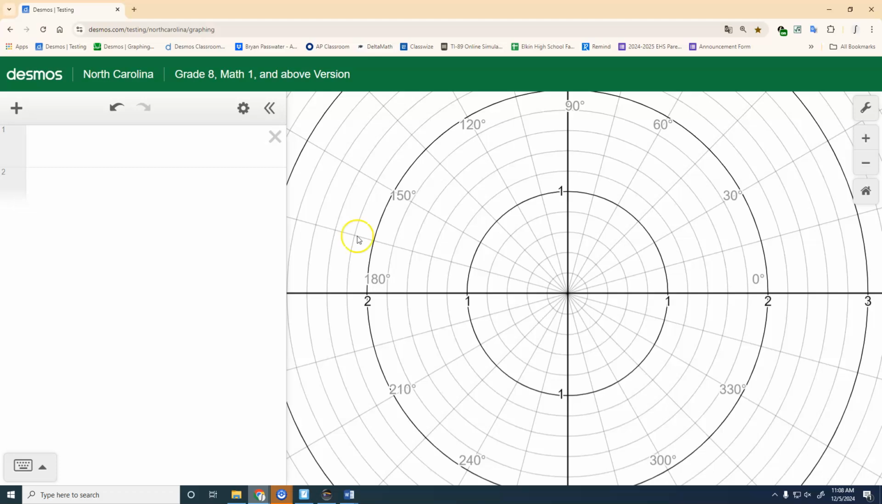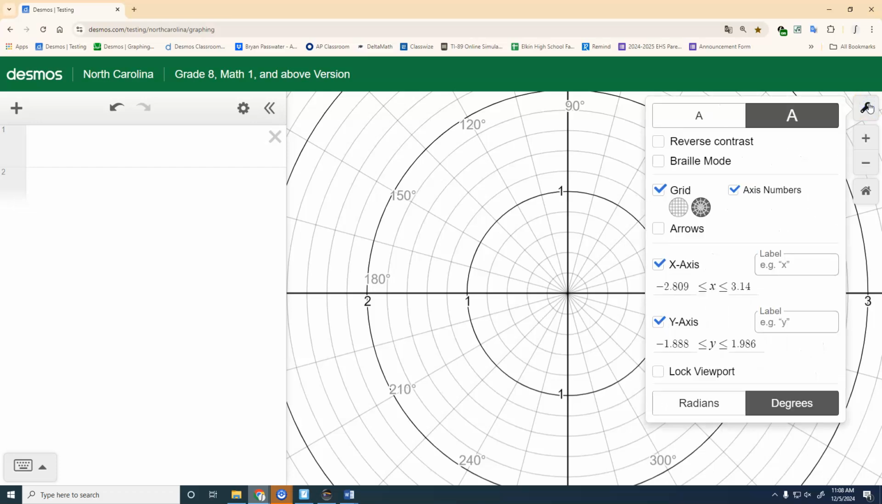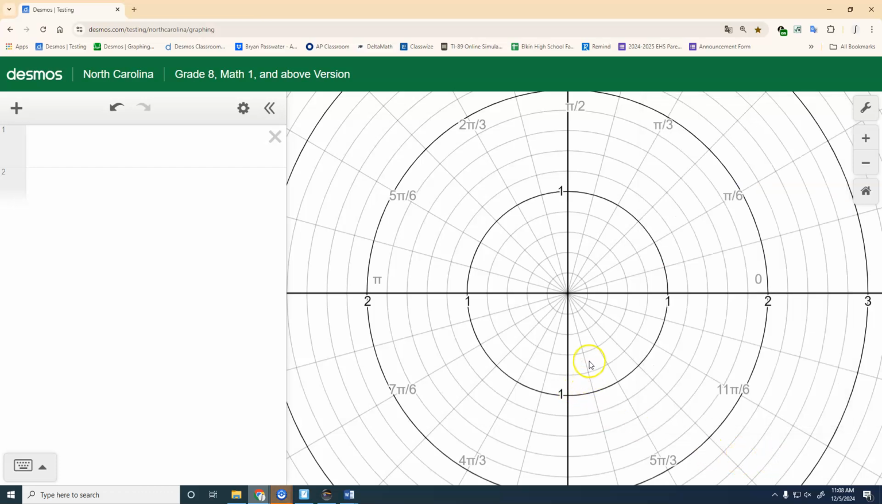The confusing part is the radians. So if you click the wrench right here, notice down there at the bottom, you've got two options, radians and degrees. We've never changed it from degrees. Degrees is the default on the testing Desmos anyway. We've never changed it. But we need to change it today because we now know about radians. If you change it, notice it changed all this.